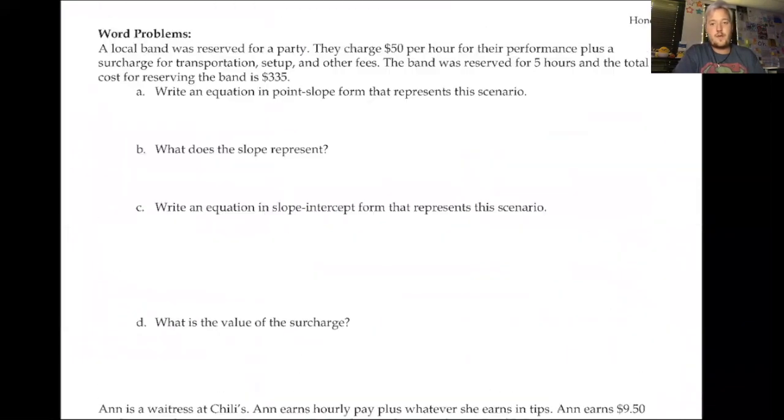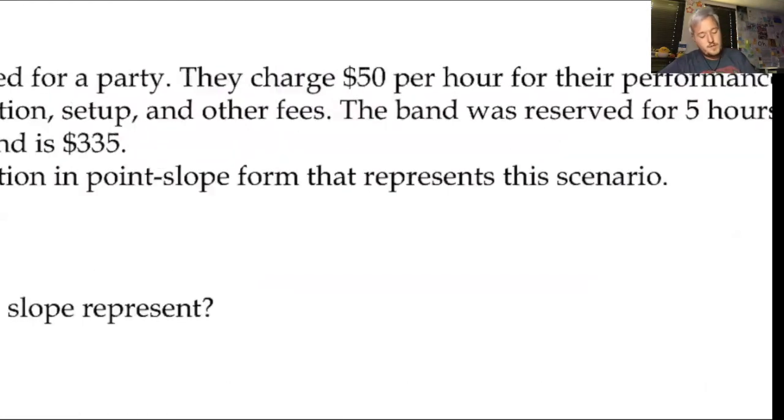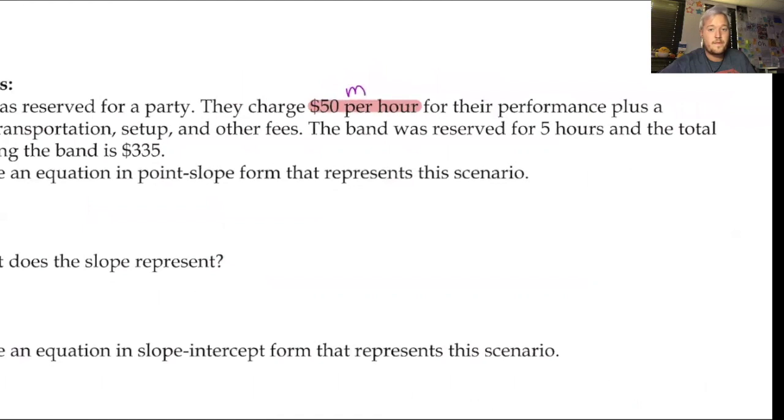All right, now we have some word problems. Everyone's favorite. With point slope form, we're really looking for a point and a slope. So we're looking for an x1 and a y1, and we're looking for some sort of rate. A local band was reserved for a party. They charged $50 per hour for their performance, plus a surcharge for transportation, setup, and other fees. So the band was reserved for 5 hours, and the total cost for reserving the band is $335. Notice how they say that they are charging $50 per hour. That's your rate. So this is your slope because it says per.